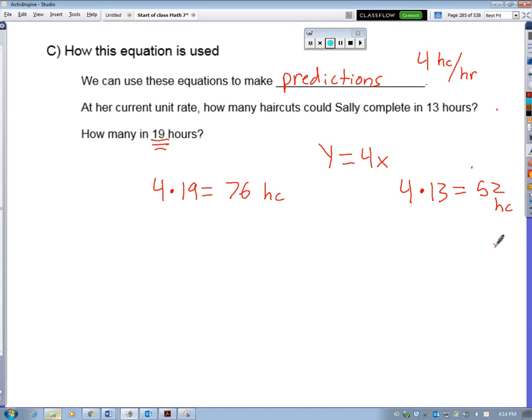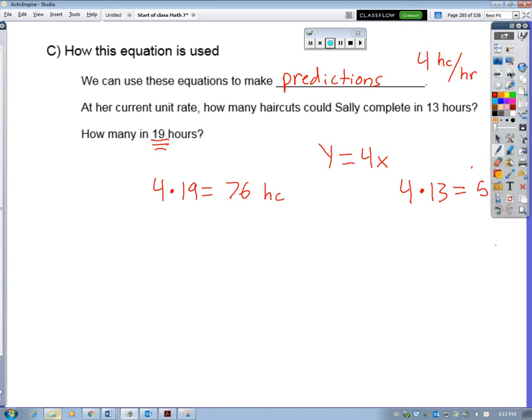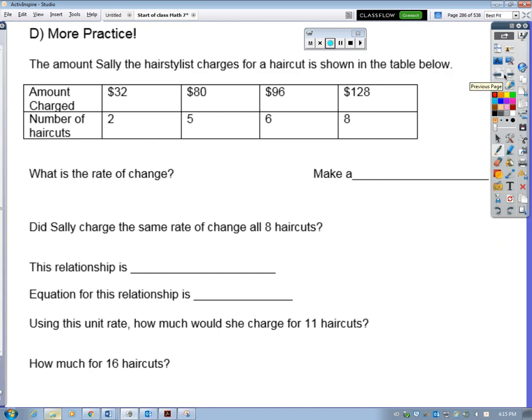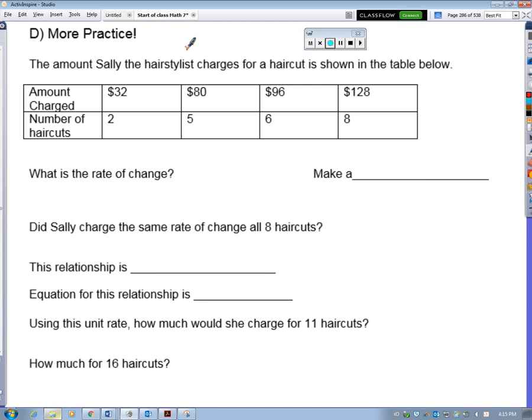Let's take a look at some other examples, and we'll work on this some more. We'll get some more practice on this. Here's another situation. We're back to Sally, the hairstylist again, and this time we have this situation that tells us what she charges for a haircut is showing down here. Okay, so here's how many haircuts she did, and this is what she charged for doing those haircuts.